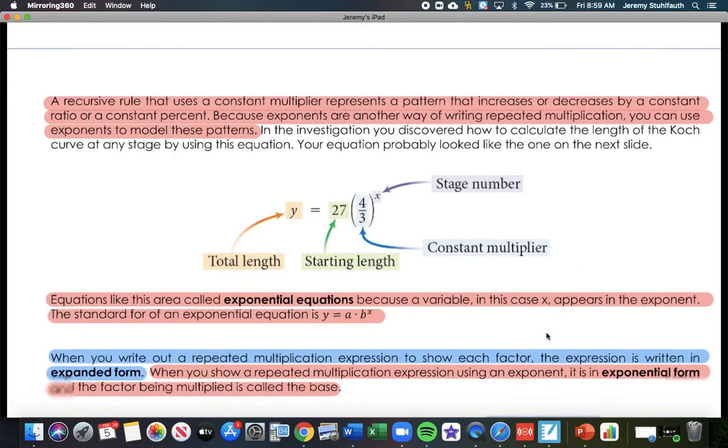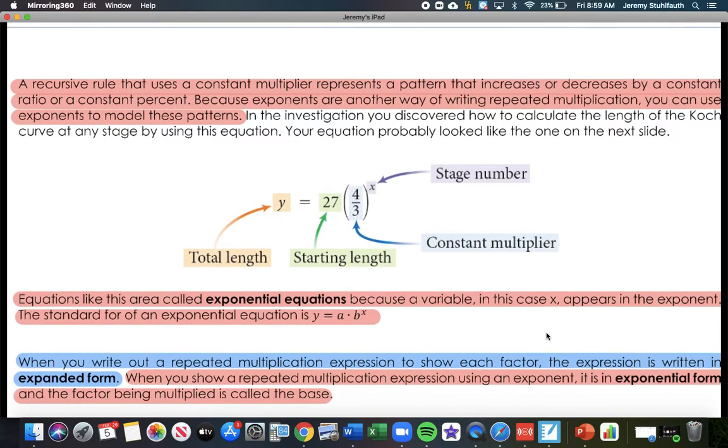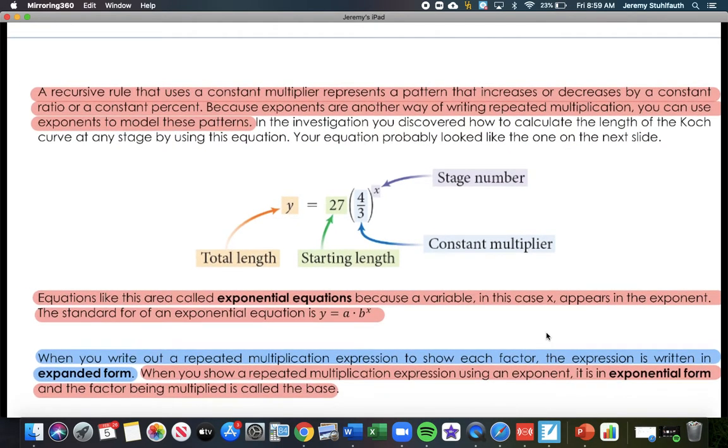And equations like this are called exponential equations because a variable, in this case we used x, appears in the exponent. So when you have a variable in the exponent, that means you're dealing with an exponential equation. And the standard form for an exponential equation is y equals a times b raised to the x power.